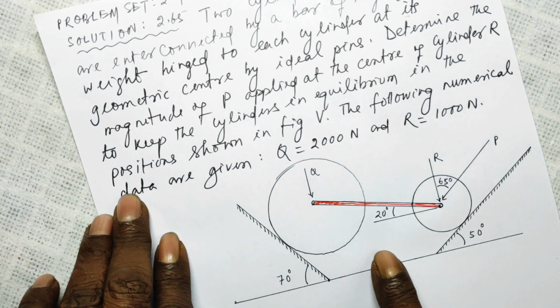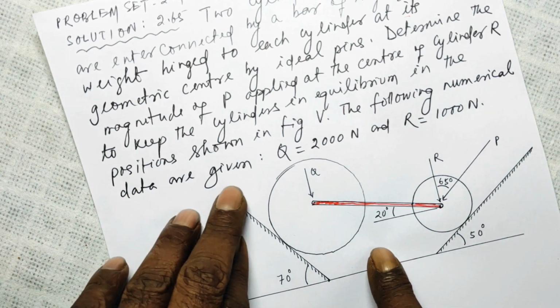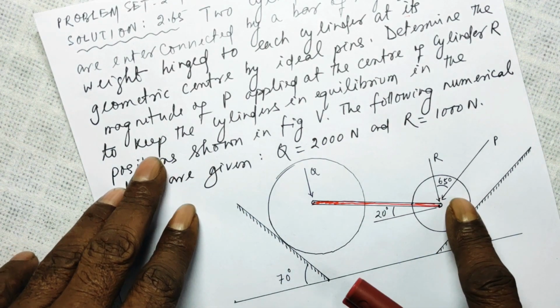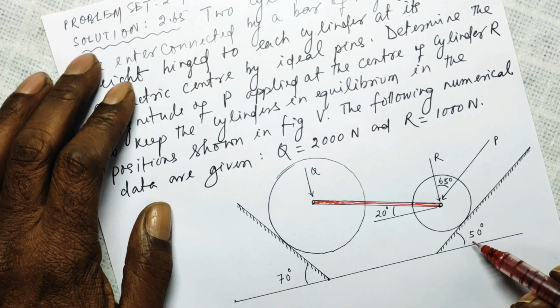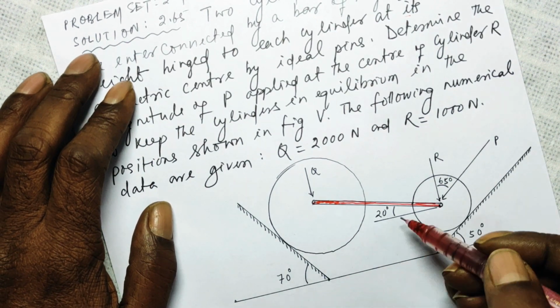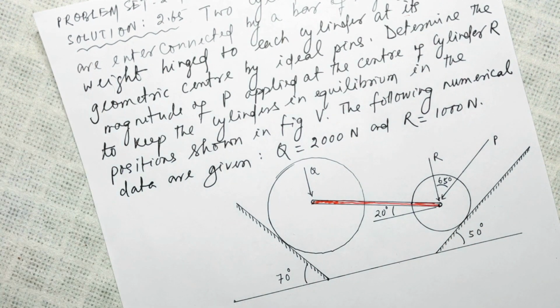This is the figure V in your book. The following numerical data are given. Value of Q is given, value of R is given. This angle is given as 50 degree, this is given as 60 degree, and this is given as 20 degree.